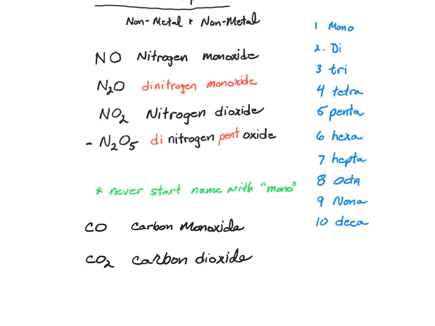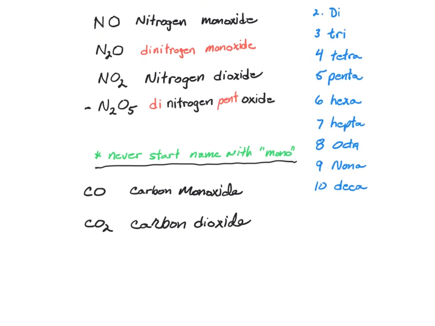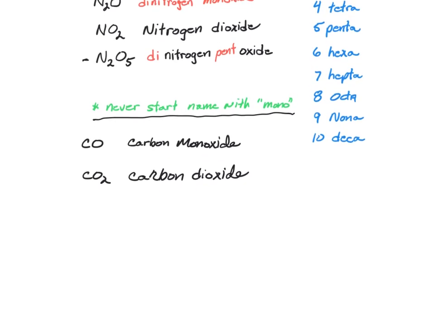Okay? So that's an important rule to remember. We never start with the prefix mono. One other thing that we need to look at is how we deal with these prefixes depending upon what element we're working with. I said that the prefix for one is mono, and we know that the name for an oxygen anion would be oxide. It raises the question of how we put those together. It's not going to be monoxide.